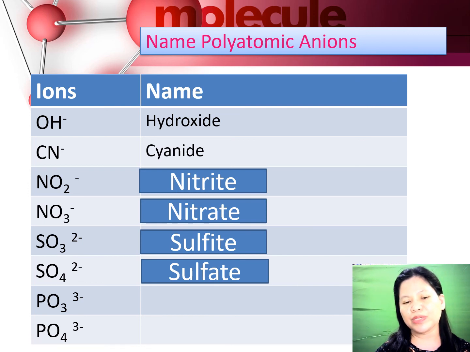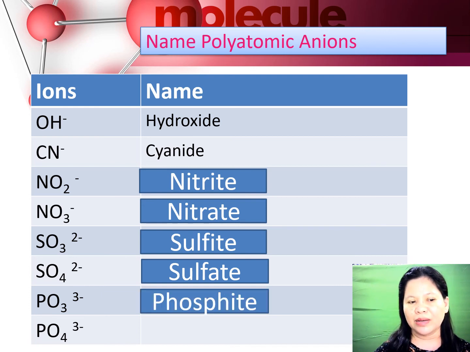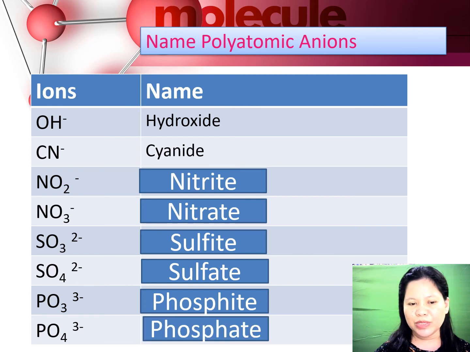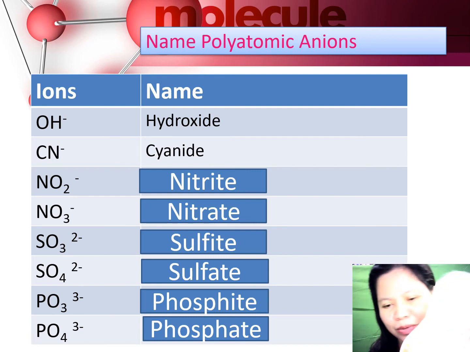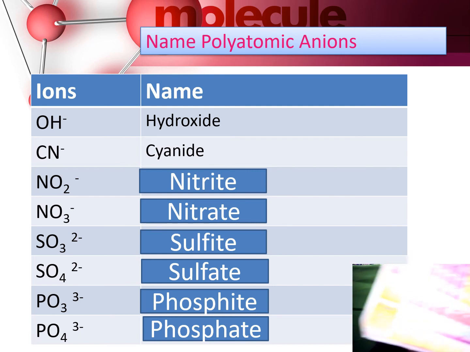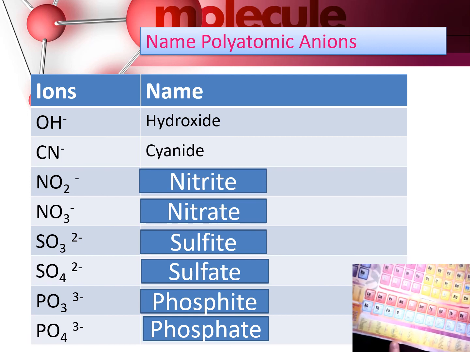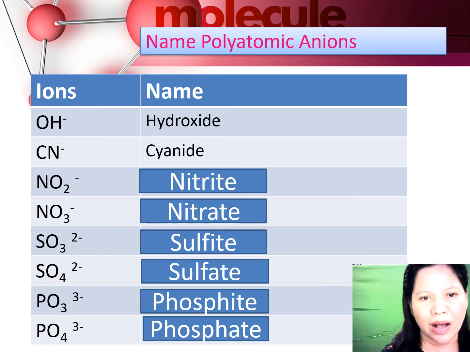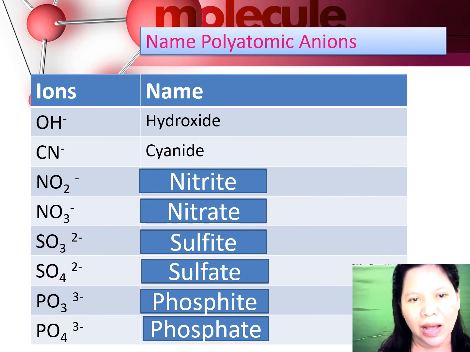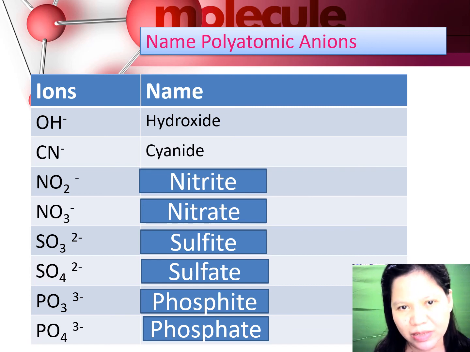Like the one in ferrous sulfate. Then you have PO3, that will be phosphite. And PO4, that will be phosphate. Now you can check that using your periodic table below. As I have mentioned, we have polyatomic ions there. There you can see the different polyatomic ions and polyatomic anions. So in the example, these are all negatively charged. So therefore, they are anions.